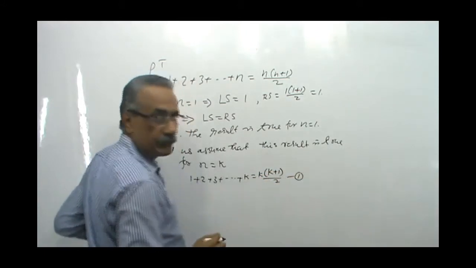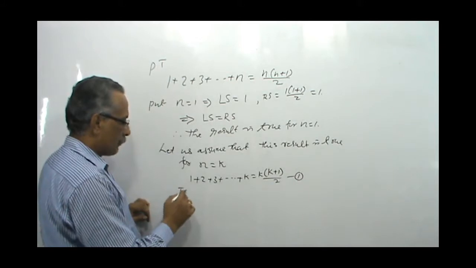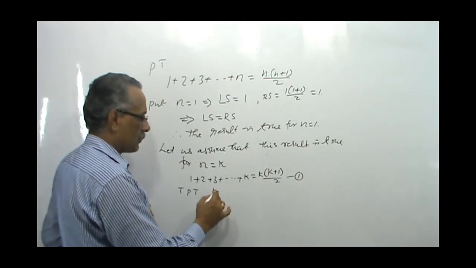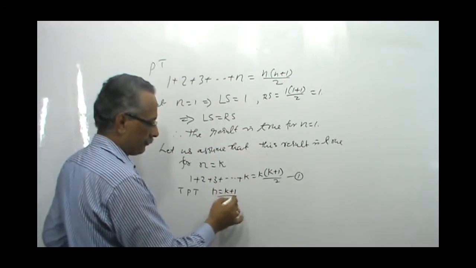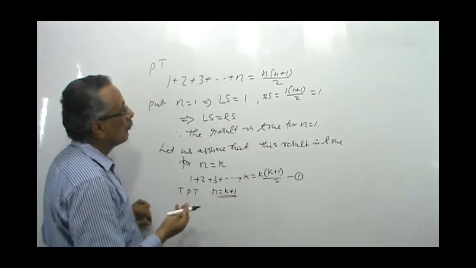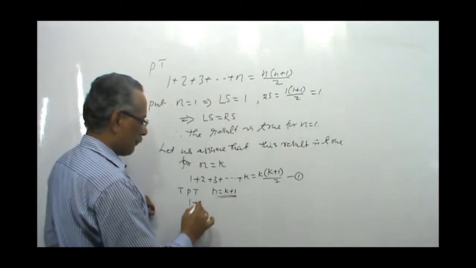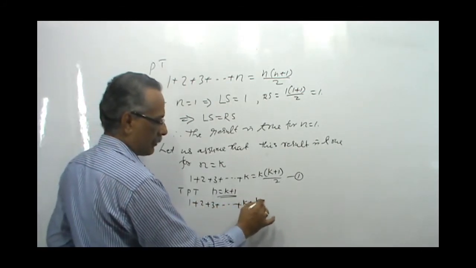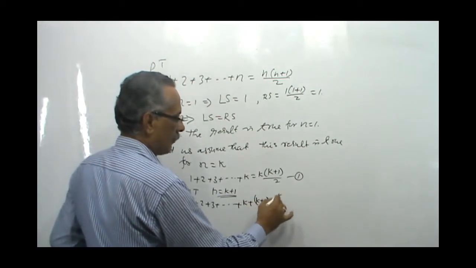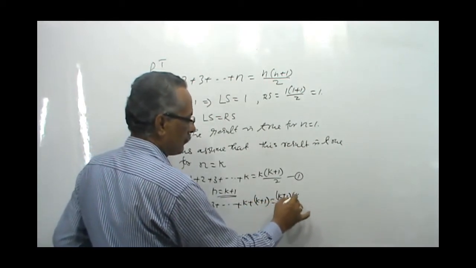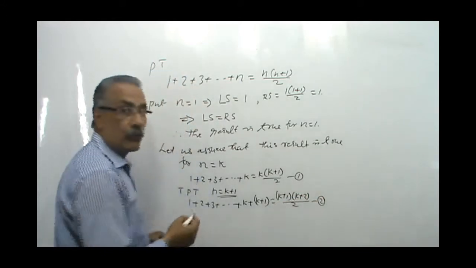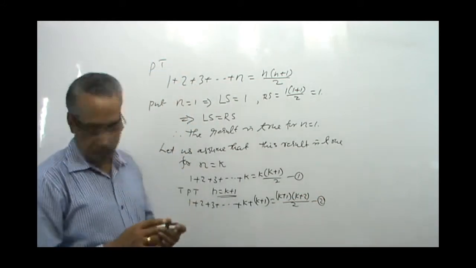Question number 1. To prove the result for n is equal to k plus 1. What will be that result? That will be 1 plus 2 plus 3 plus etc. plus k plus 1 is equal to k plus 1 into k plus 2 divided by 2. Question number 2. This is to be proved using this one.